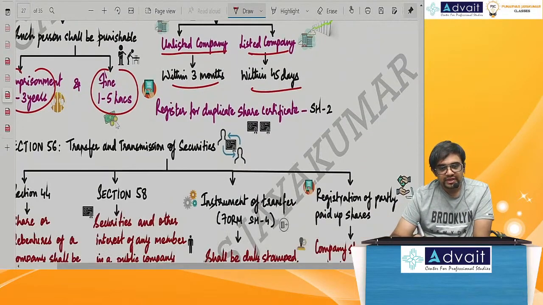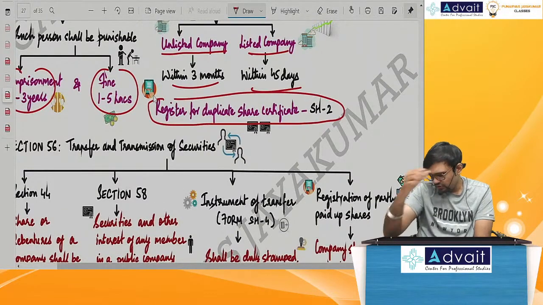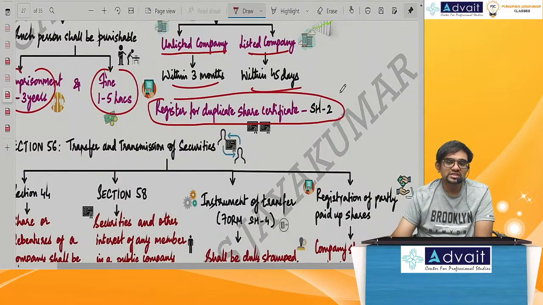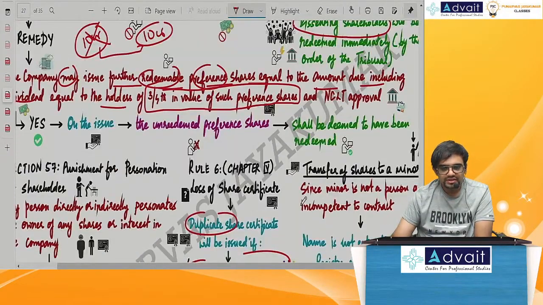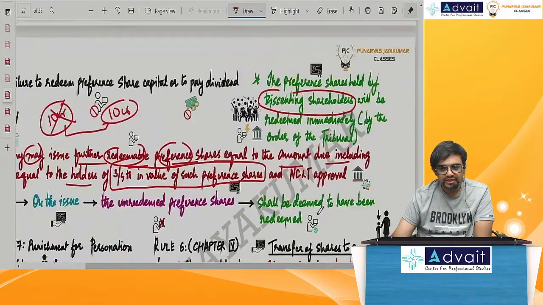Then you need to also maintain a register for the duplicate share certificate. This will be under form number SH2, register for duplicate share certificate. That's the thing. Next, what else is there?